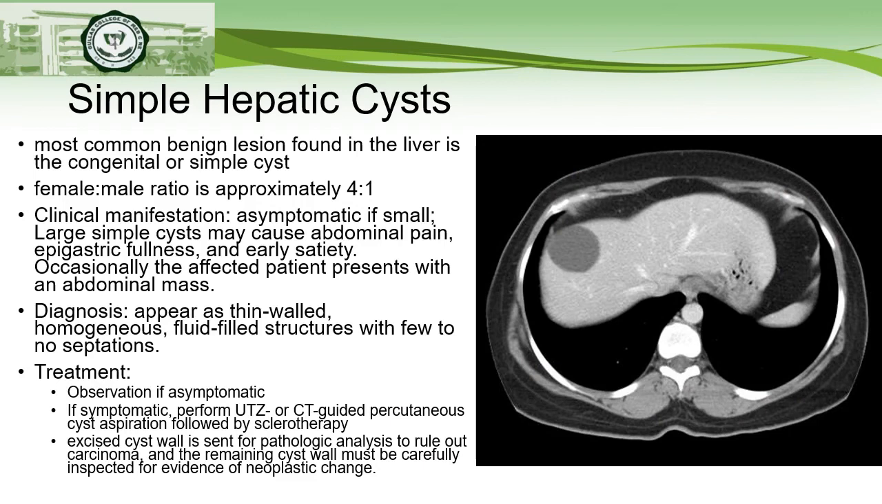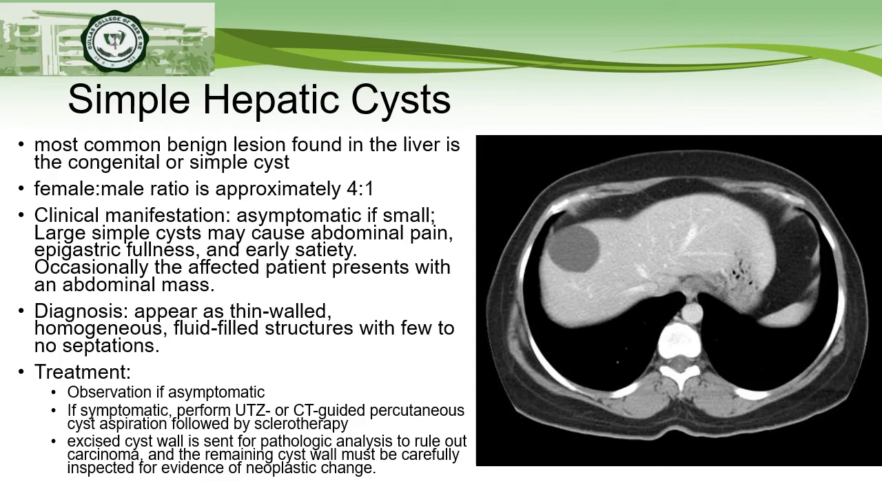So, the majority of hepatic cysts are asymptomatic. Hepatic cysts are usually identified incidentally and can occur anytime throughout life. The most common benign lesion found in the liver is the congenital or the simple cyst. For these cases, the female to male ratio is approximately 4:1. With the exception of a large cyst, simple cysts usually are asymptomatic. Large simple cysts may cause abdominal pain, epigastric fullness, or early satiety. Occasionally, the affected patient presents with an abdominal mass.